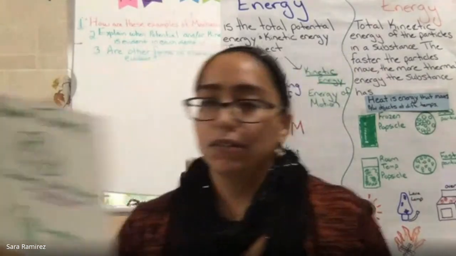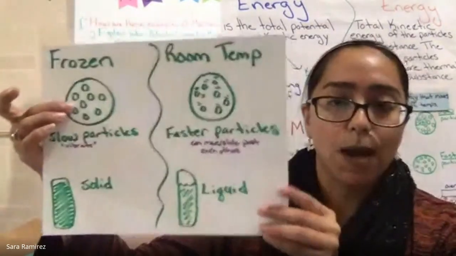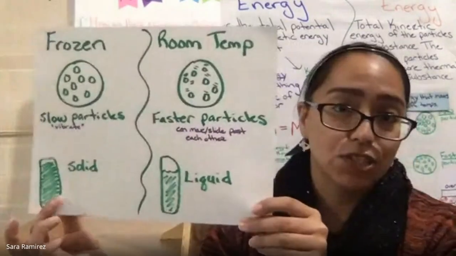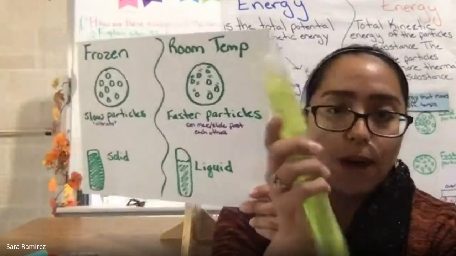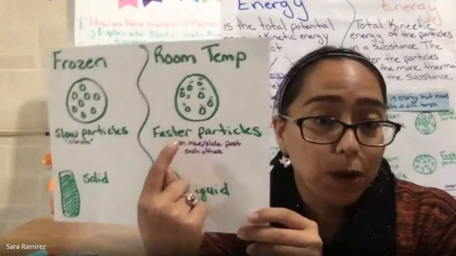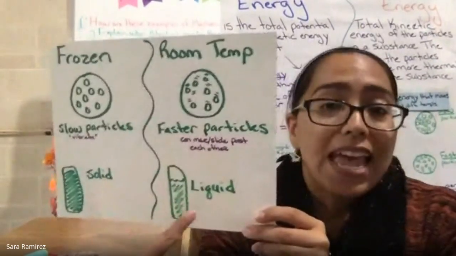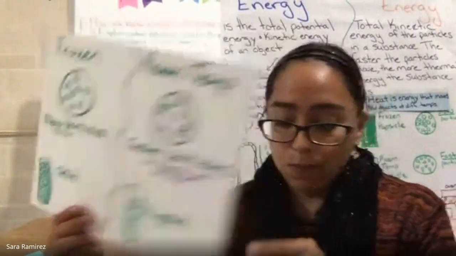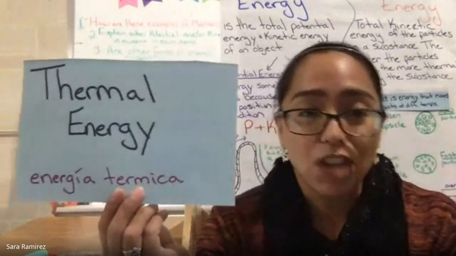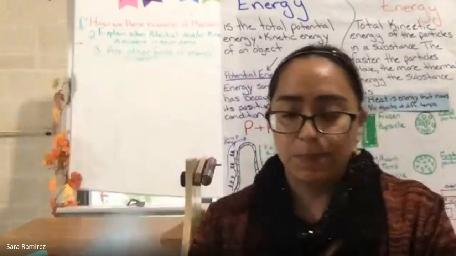So let's take a look at our little example here. So our frozen popsicle is made of slow moving particles, and then that gives us our solid. Our room temperature popsicle is consisted of faster moving particles because it's warmer, and that gives us our liquid. So the movement and the speed of particles within an object gives us our solids, our liquids, or our gases.